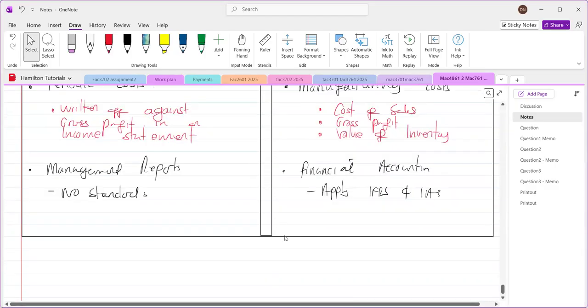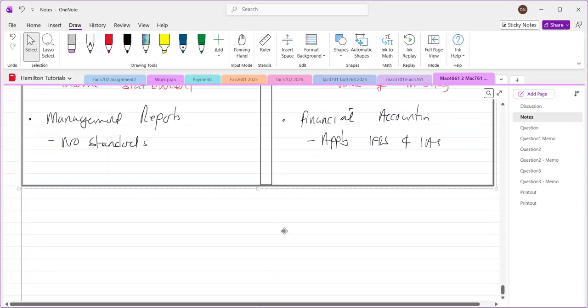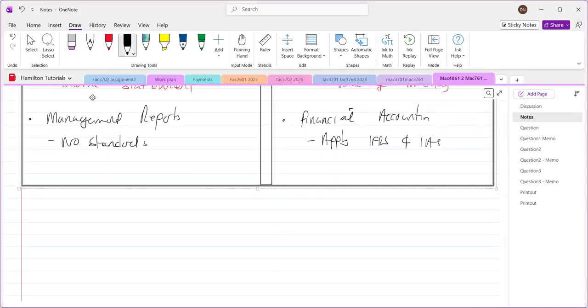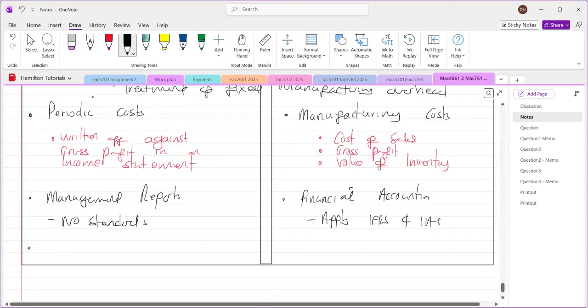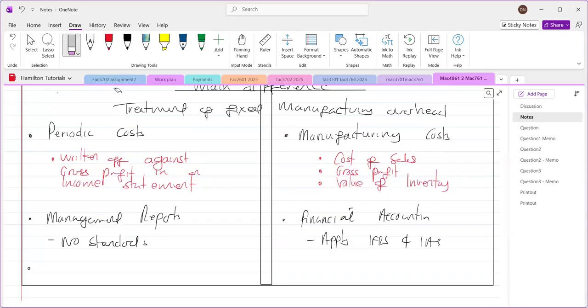Right, and then one more difference that is there, here we calculate contribution. There is no gross profit here. I made a mistake. I said written off against gross profit. No, written off against contribution.